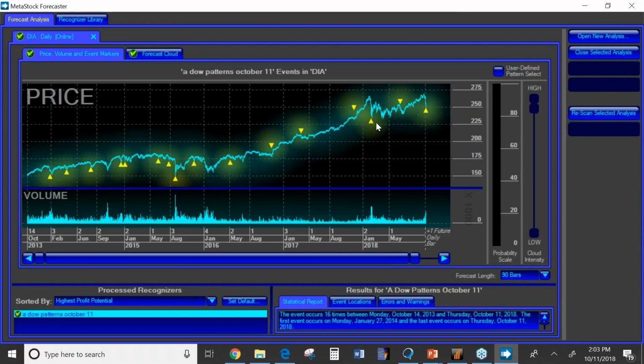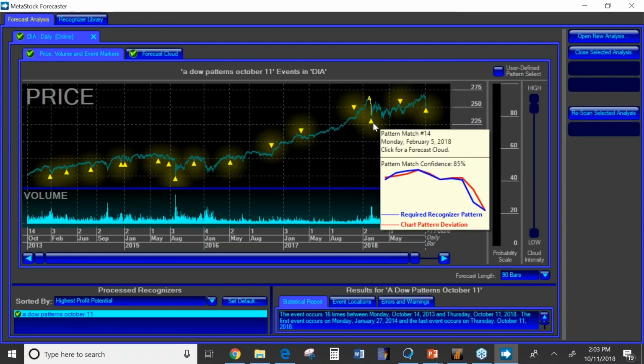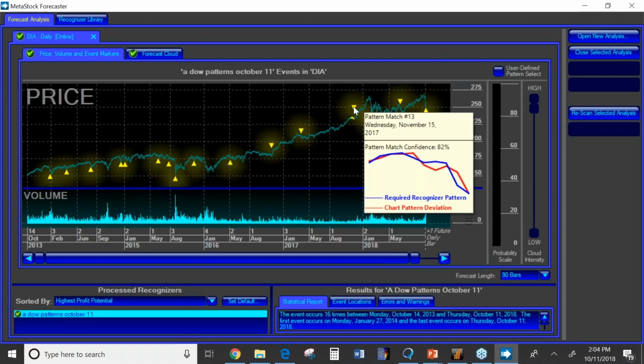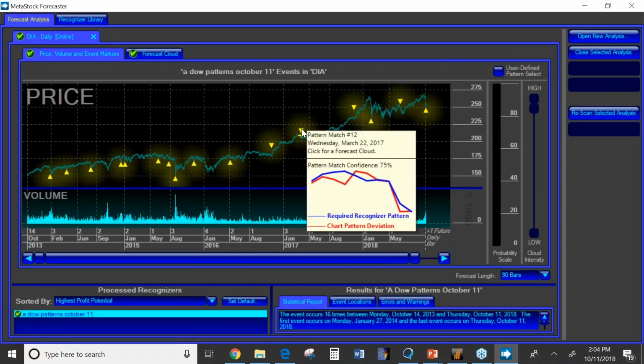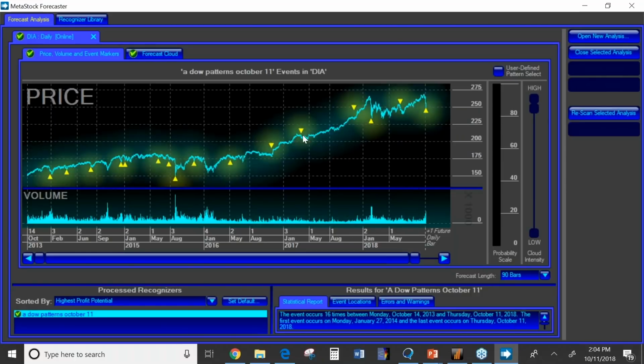If we look at this pattern right here, you see the blue line, you see the red line, the pattern confidence that we've got in this pattern is 85%. And then what happened was it had a pretty good move up right after that. Here we had an 82% and it moved up. Here we had a 75% and it moved sideways and then started to move up.